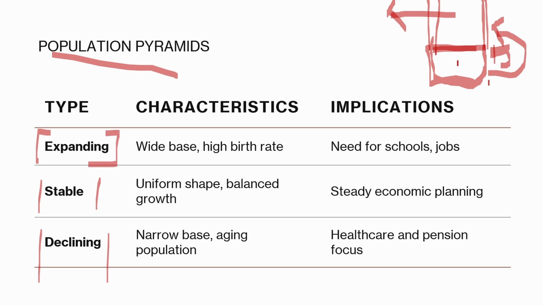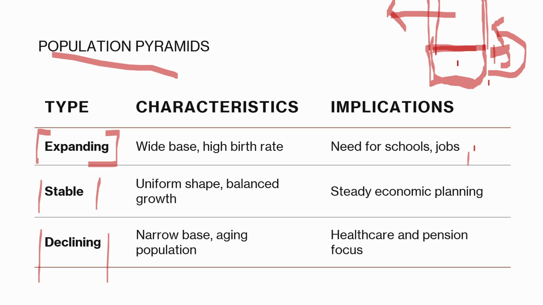What will be the implications of this? Need for schools, jobs of course. When the birth rate is very wide, we need to train them, we need to provide education to them, so that this particular data can move to the adult group. Apart from that we need to provide medications also, because in the case of Kenya we are seeing that the death rate is also increasing. So infrastructure needs to be there, proper medication should be there, food should be there, so that this group of the high birth rate can lead toward the young group and hence contribute to the country. Stable, we have already observed, steady economic planning we need.